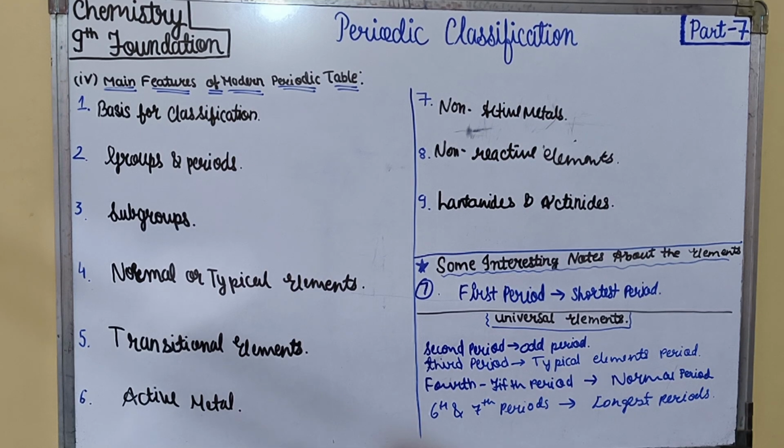Sixth period is called the longest period. It is the period with the maximum number of elements, which includes the 14 lanthanide elements. This period also includes radioactive elements. These elements start from bismuth, atomic number 83.